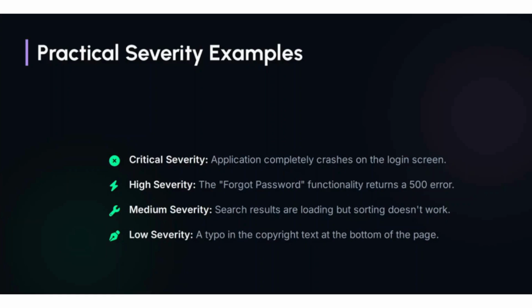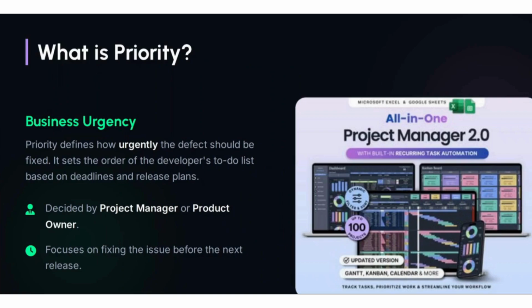Next, what is priority? Priority defines how quickly a defect should be fixed. In simple words, priority tells us the urgency of fixing a defect from the business perspective. Priority is usually decided by the project manager, the business team, or the business owner.